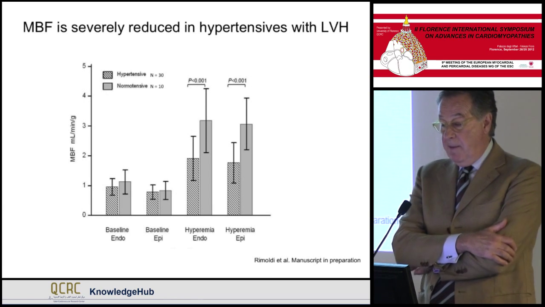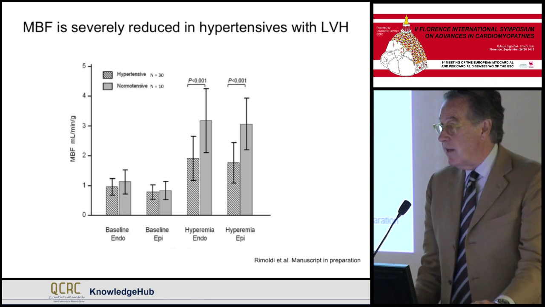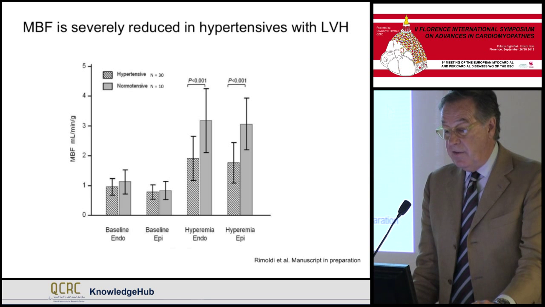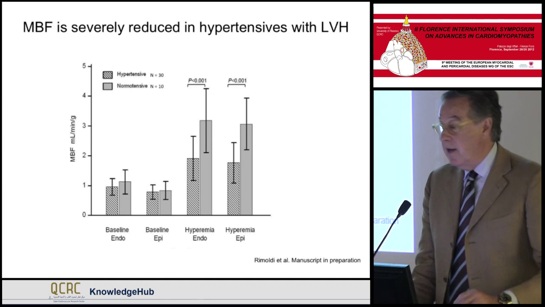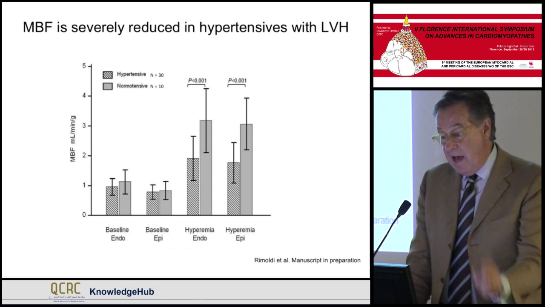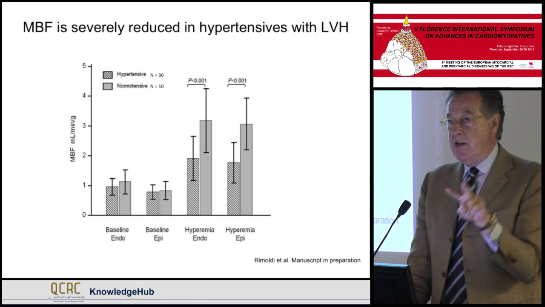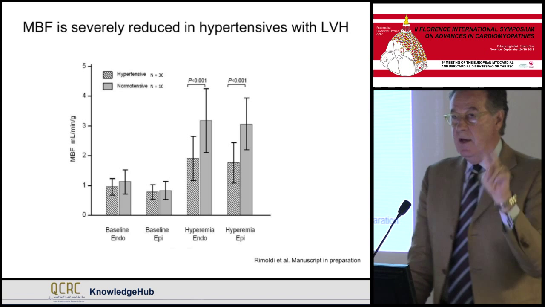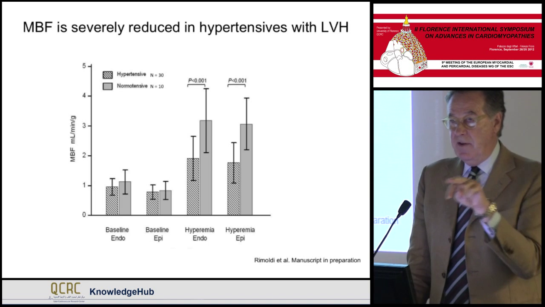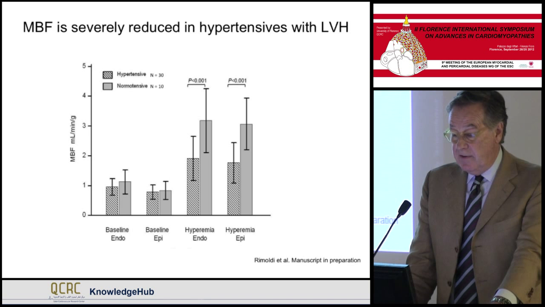Now, these are unpublished data that Dr. Rimoldi did in patients with LVH secondary to hypertension. So these are 30 patients with LVH due to hypertension and 10 normotensive controls. So these are the flows. Now, to do this study, we used a high-resolution PET camera that allows discrimination between the epi and the endo. So you can measure not only absolute flow, but selective flow in the subepicardium and the subendocardium. And we found that during stress, both the epi and the endo had a severe blunting of flow reserve.